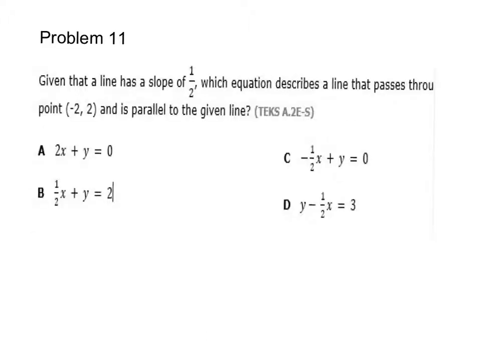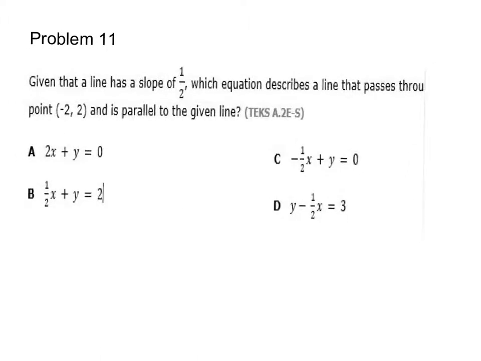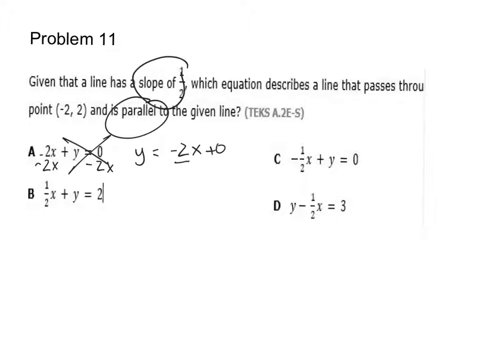Given that a line has a slope of 1/2, which equation describes a line that passes through the point negative 2, 2, and is parallel to the given line? Parallel means to have the same slope. So we know we want to have a slope of 1/2. So let's solve for y here. So if I subtract 2x on this side, I get y is equal to negative 2x plus 0. Well, my slope is negative 2, not parallel, won't work.